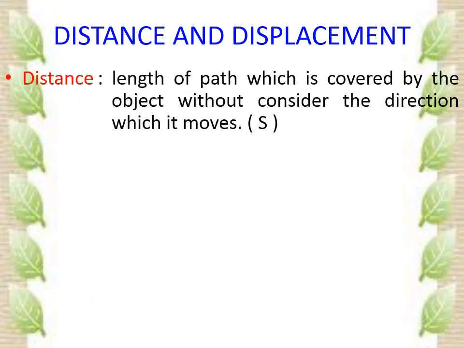After we see the figure above, now we can give the definition for distance and displacement. This is the definition of distance. From the figure, we can say that distance is the length of the path covered by the object without considering the direction in which it moves. And the distance is given by the symbol S.